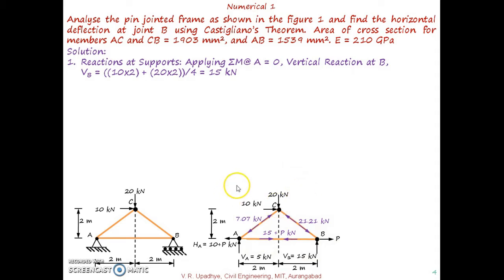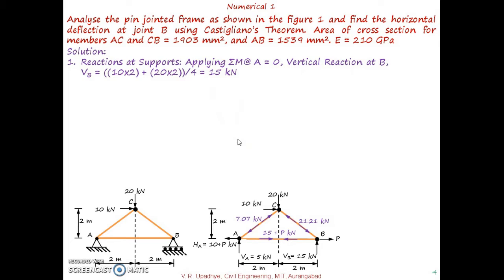So if we rewrite that, we will get this kind of term, VB is equal to 10 into 2 plus 20 into 2 divided by 4. So this total calculation gives us the vertical reaction at B as 15 kilonewton.